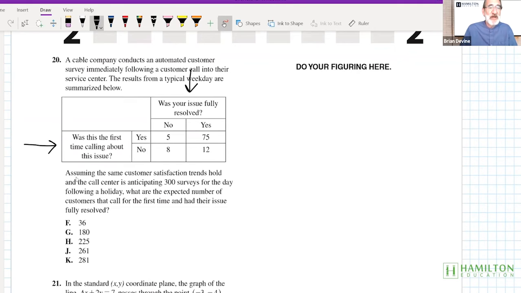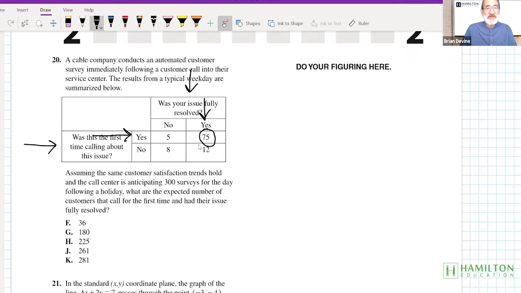The question prompt says, assuming the same customer satisfaction trends hold, and the call center is anticipating 300 surveys for a day following a holiday, what is the expected number of customers that called for the first time and had their issue fully resolved? Well, I can see right here that 75 people had their issue resolved that had called for the first time.